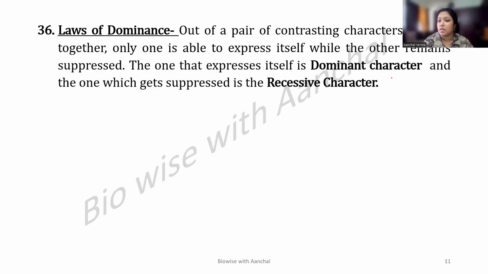Out of a pair of contrasting characters present together, only one is able to express itself while the other remains suppressed. The one that expresses itself is a dominant character, and the one which gets suppressed is a recessive character. Now, when Mendel was studying the law of dominance, the word gene was not introduced. So he used the words character and trait. Later on, gene. So if dominant gene is asked, you have to write the same definition. The allele which expresses itself is the dominant allele. And the allele which is expressed only in homozygous condition is a recessive allele.